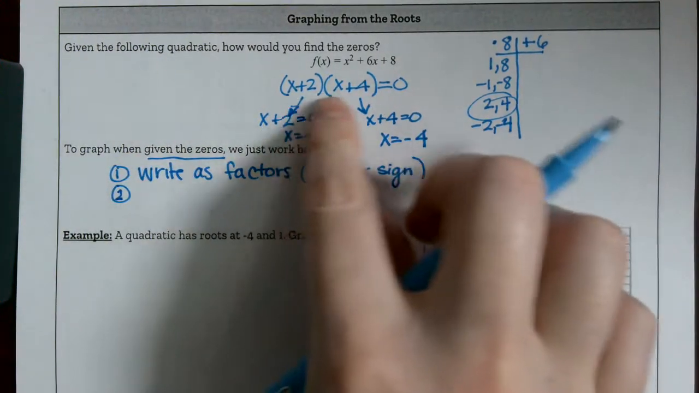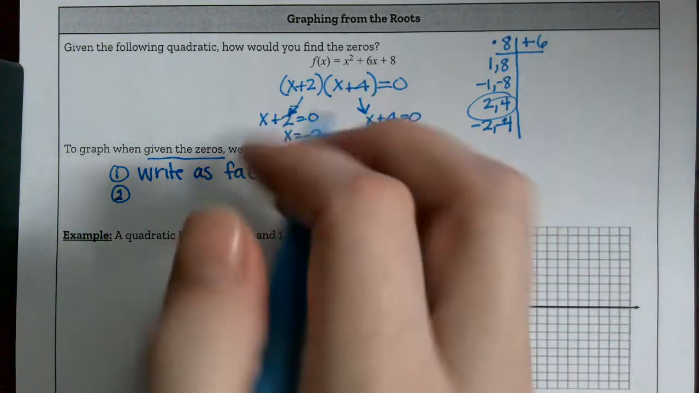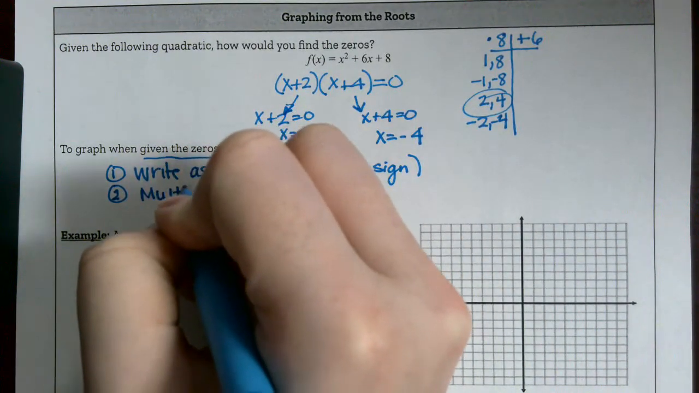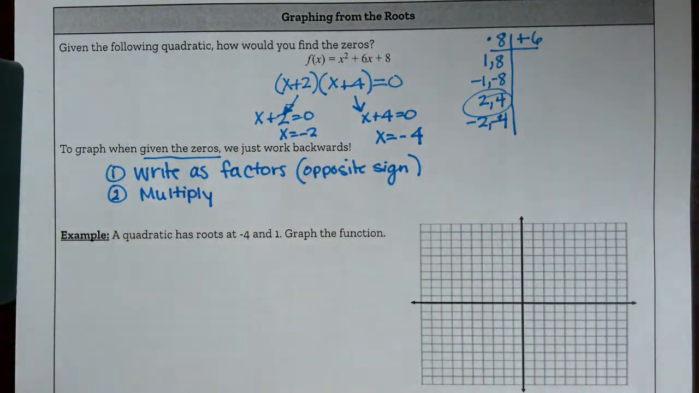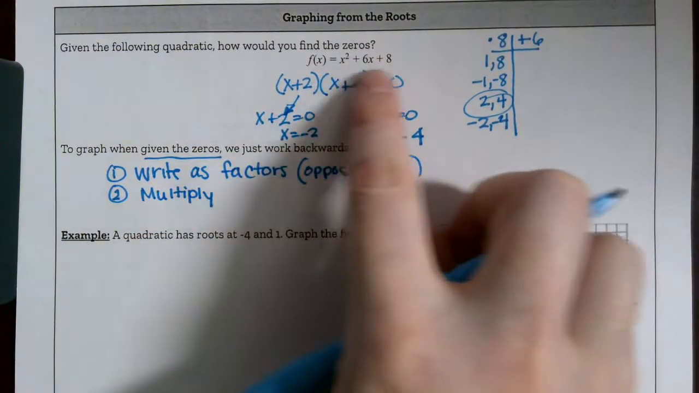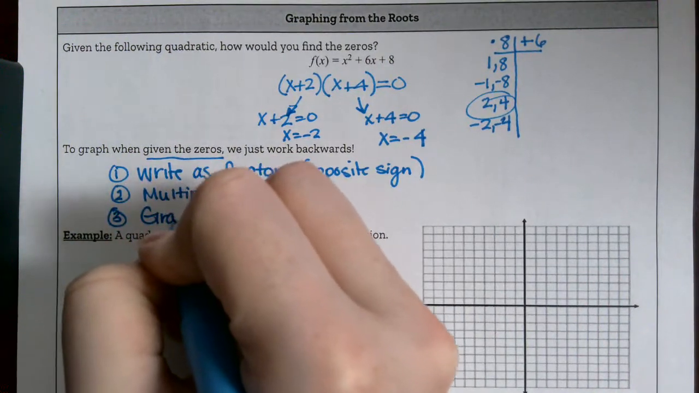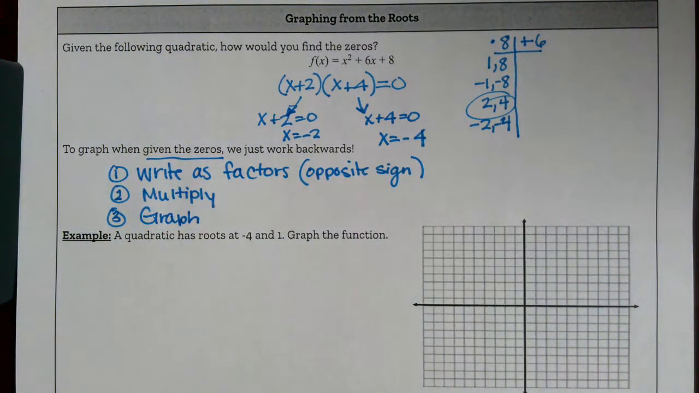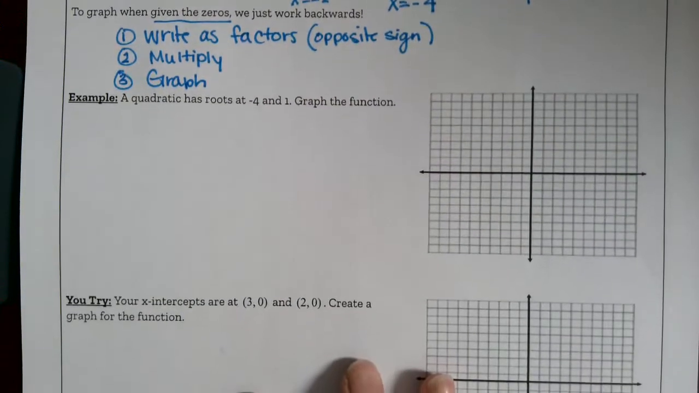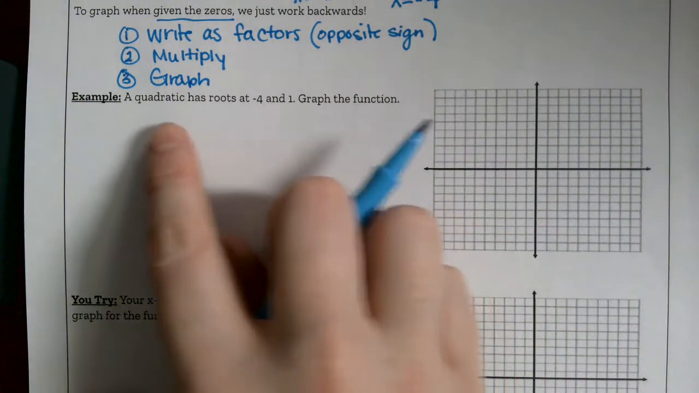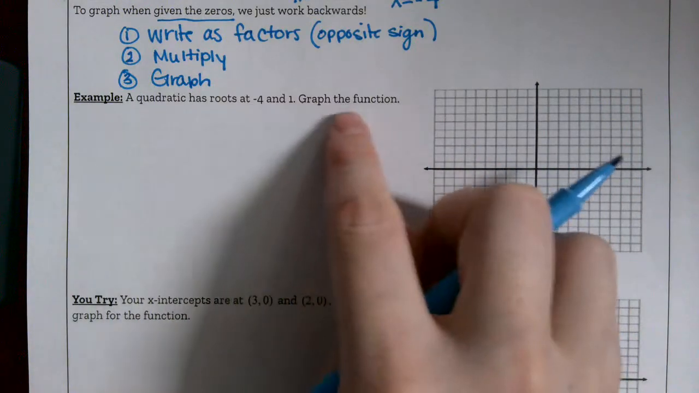Once you get there, so these are our factors, once you get to this spot, instead of dividing, which is what factoring is, we are going to multiply, which will give us our equation. And then you are going to graph. So let's do an example of what that looks like. It tells us we have roots at -4 and 1 and says to graph.